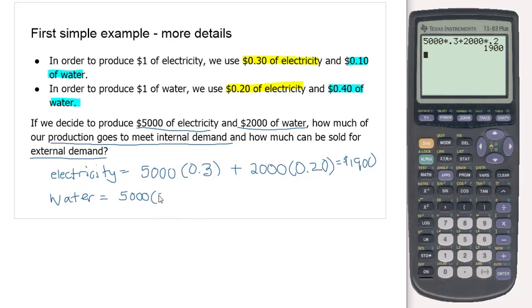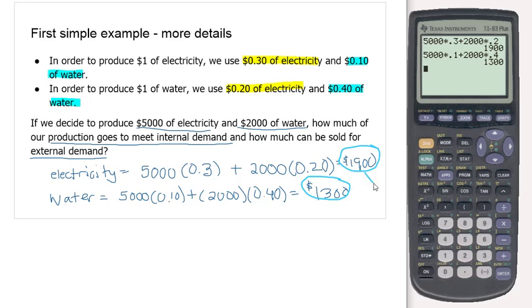So if I take that $5,000 and multiply it by 10 cents, and then here for each $1 of water, and we're using $2,000 of water, we're going to use 40 cents of water. So the total that we're going to use up is $1,300 in water. These two numbers, this $1,900 and this $1,300, represent our internal demand.